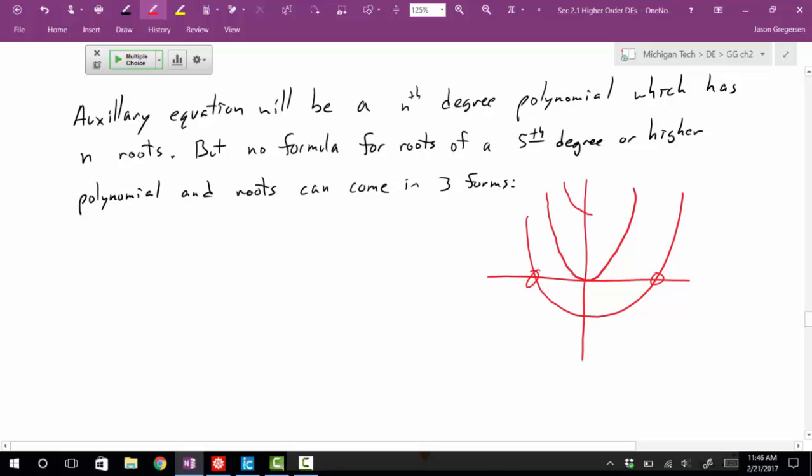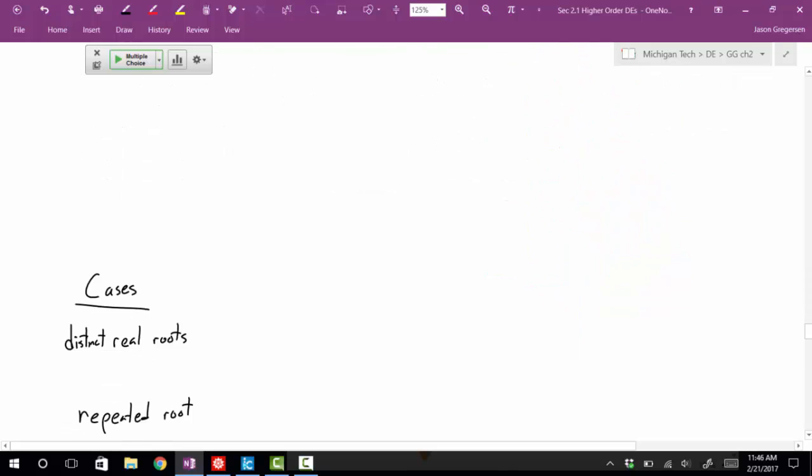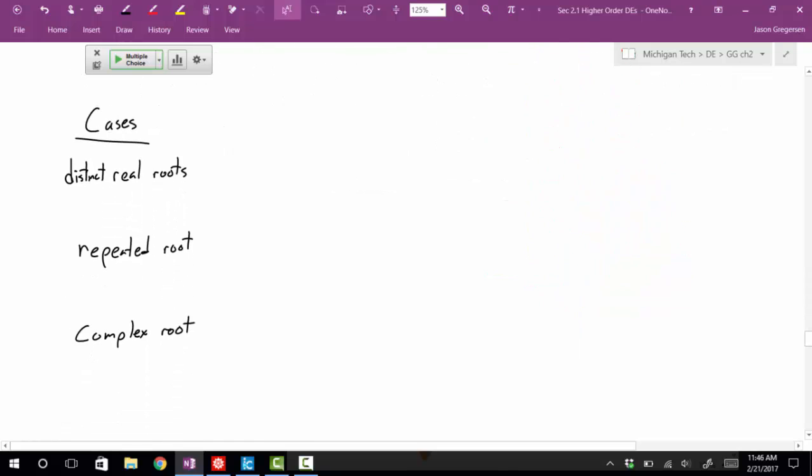And then I have this case. It doesn't look like there are any roots. What case is that? Complex roots. We don't have real roots here, but we'll have complex roots. So those are our 3 cases. Depending on the roots of the polynomial, we'll have to form our solution in different ways.